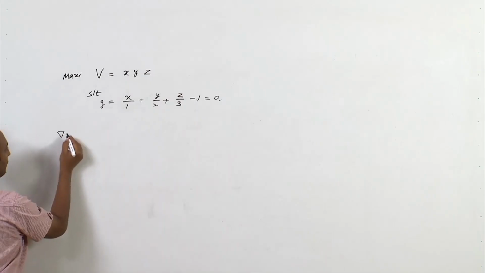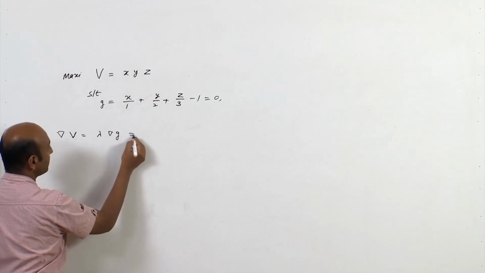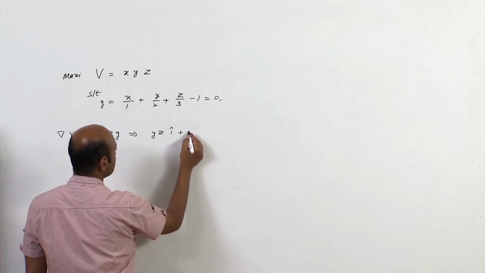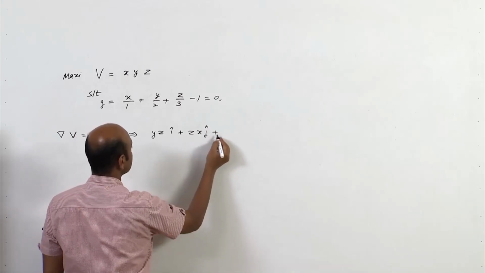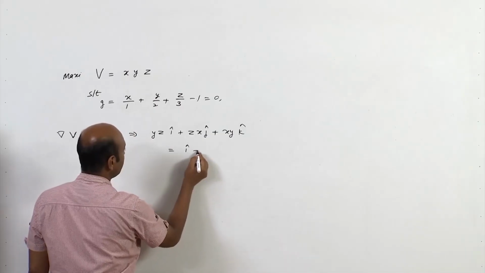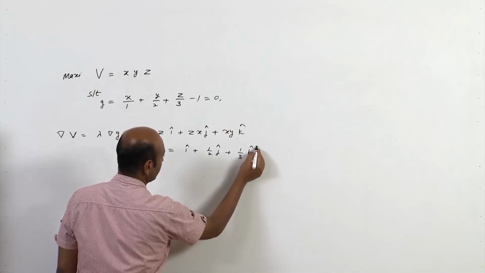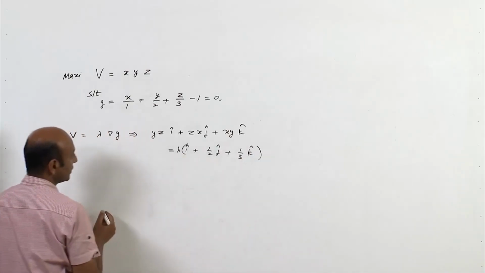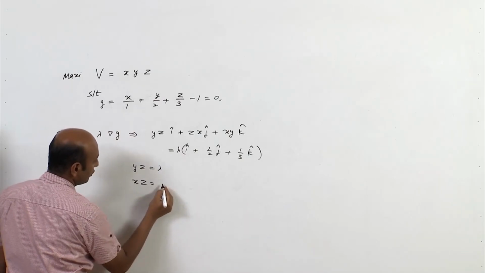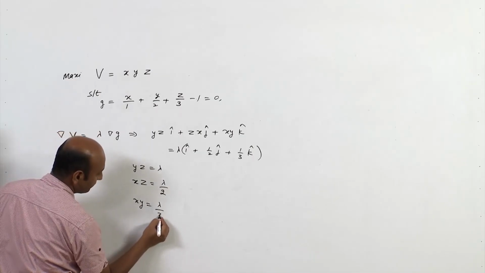So, gradient of v will be equal to lambda times gradient of g, and this implies yz i cap plus zx j cap plus xy k cap will be equal to lambda times (i cap plus 1/2 j cap plus 1/3 k cap). So, yz equals lambda, xz equals lambda by 2, and xy equals lambda by 3.